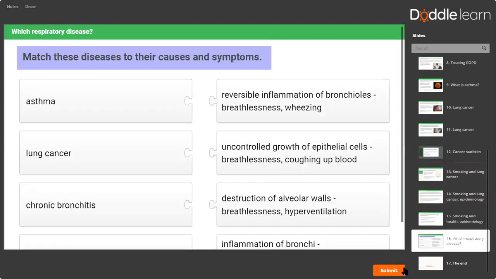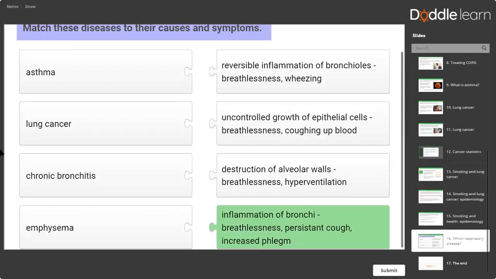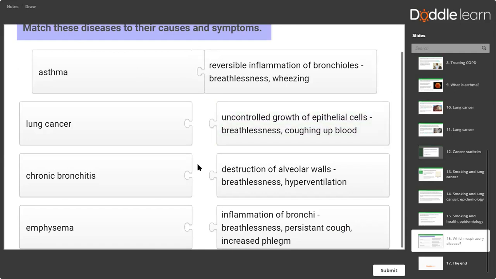So if we look at this, which respiratory disease matches diseases, their causes and symptoms. We've got asthma, lung cancer, chronic bronchitis, and emphysema. For asthma, we've got reversible inflammation of bronchioles, breathlessness, and wheezing. So we would say that is asthma because that is reversible. It is inflammation of the bronchioles, breathlessness, and wheezing, but it is reversible.